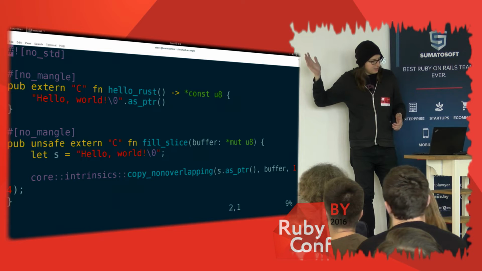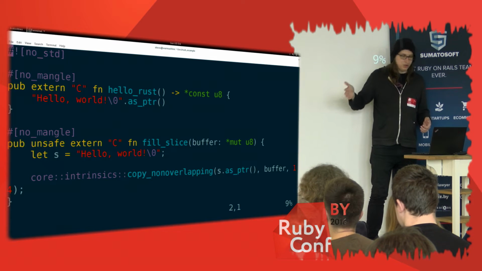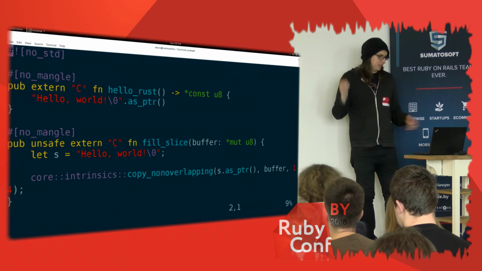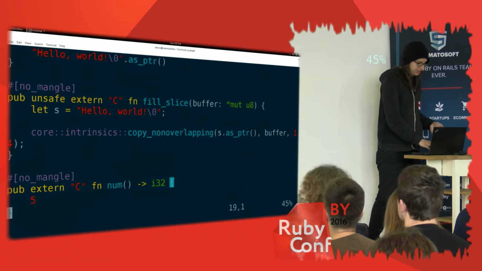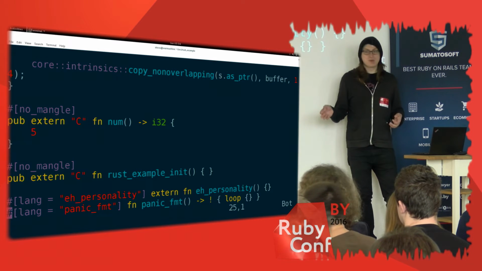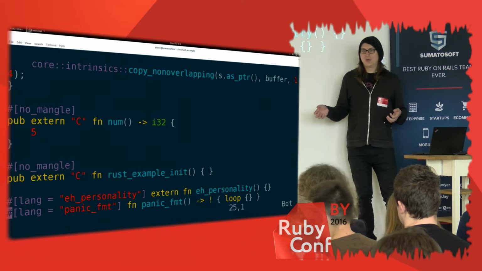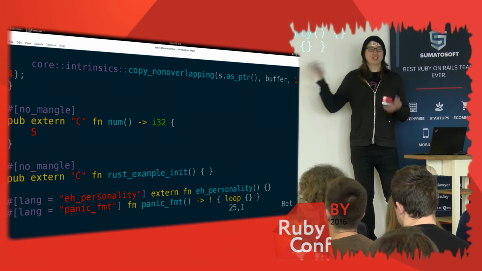Then this fill slice method takes in a buffer and copies the hello world into that buffer. This is slightly more complicated Rust code, but again, I'm not going to really go into it because it's not actually the point of the talk. And then I have this very simple function num that returns the number 5. So we're now going to go through a whole bunch of work to have Ruby code get at these two hello worlds and this 5 and print them out.